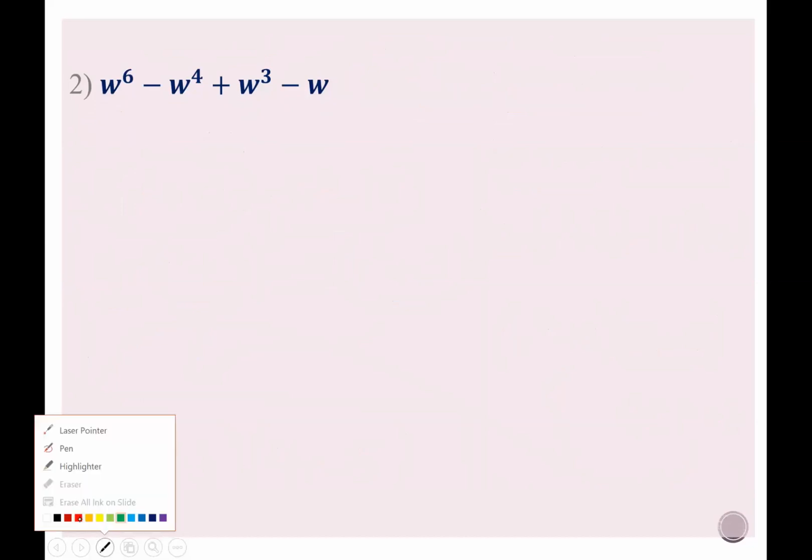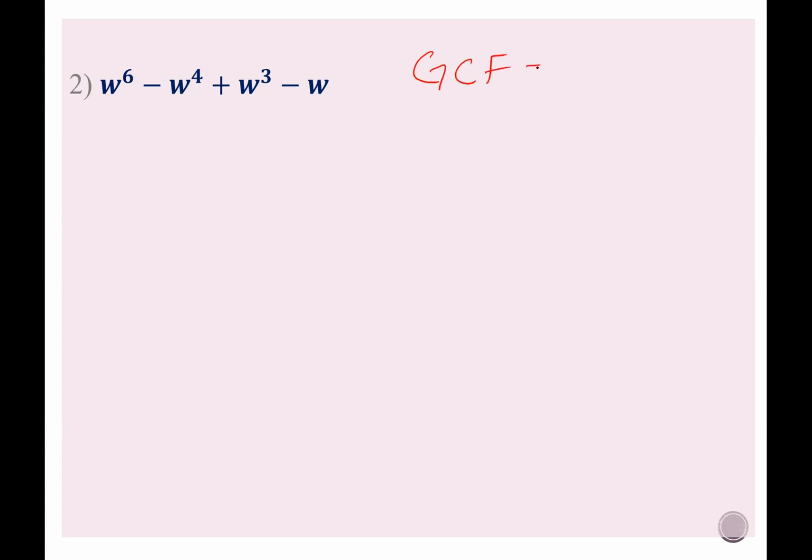If you do the grouping part first, that's okay, but it's a little more likely that you'll forget about the GCF later, so it's better to take out the GCF as soon as you notice it. So in this case, all 4 terms have W, the smallest exponent. You can't even see it, it's a 1. So our smallest exponent is just W to the 1 or just W. So let's start by taking out W from all 4 terms.